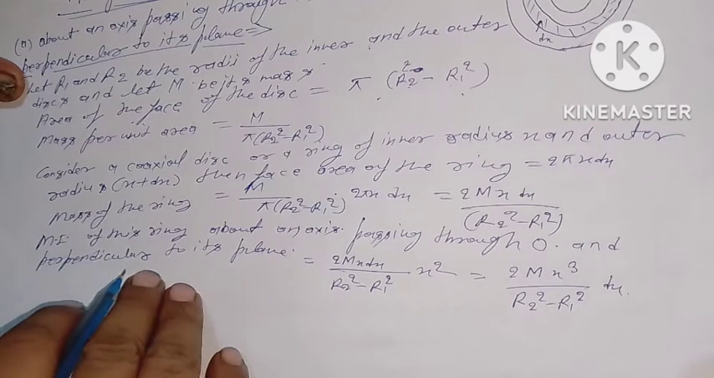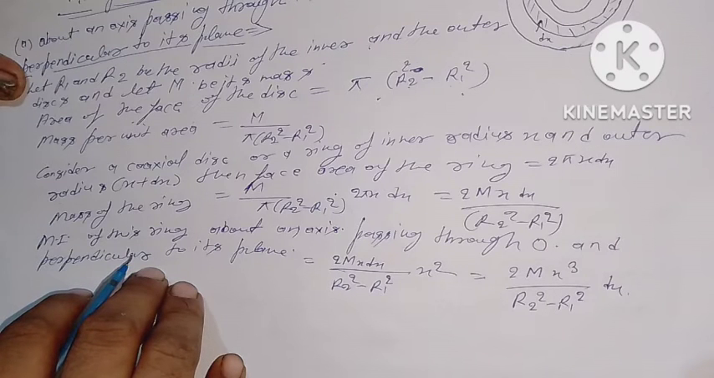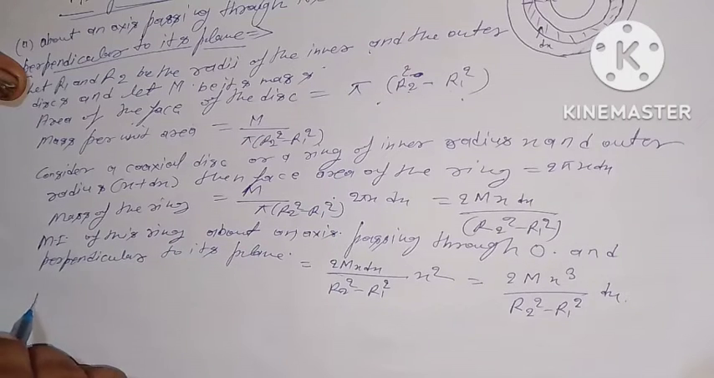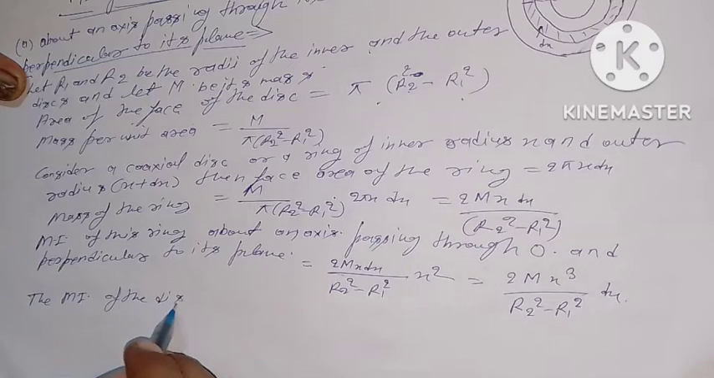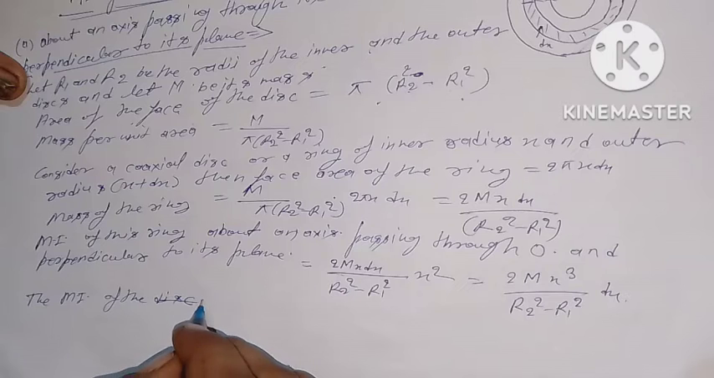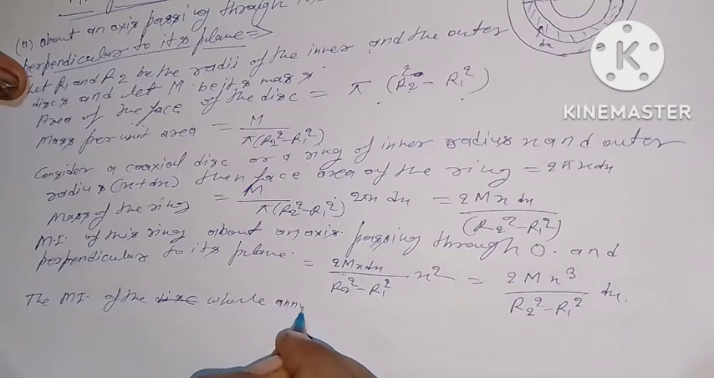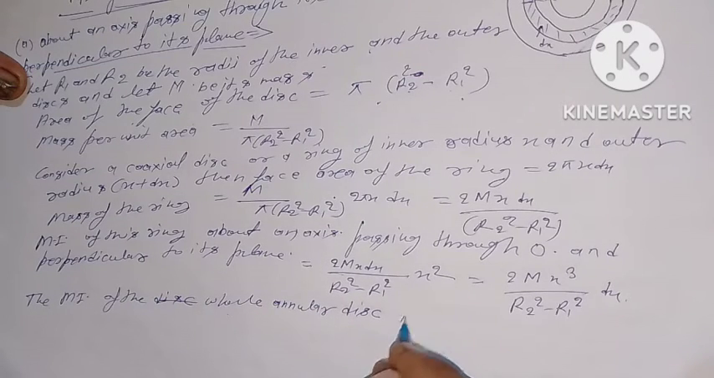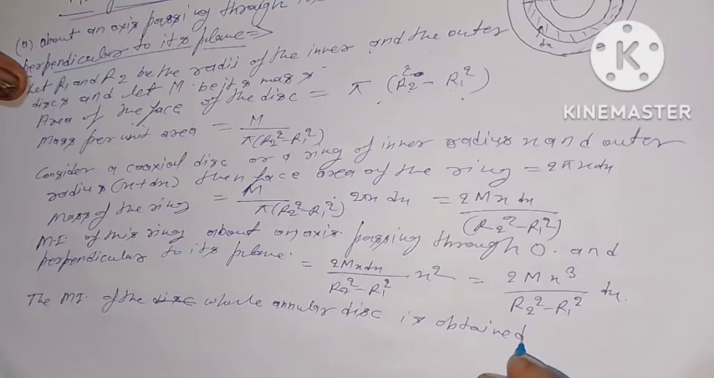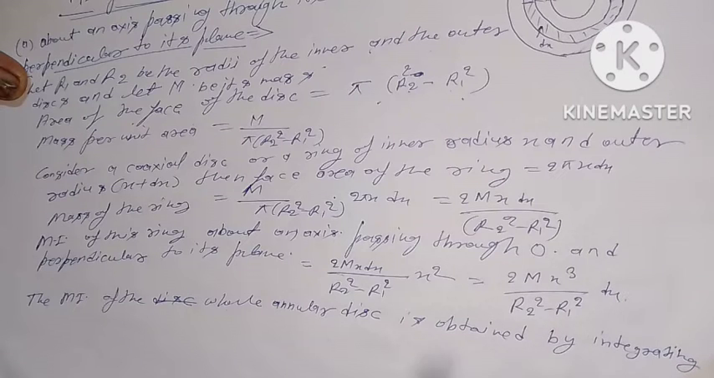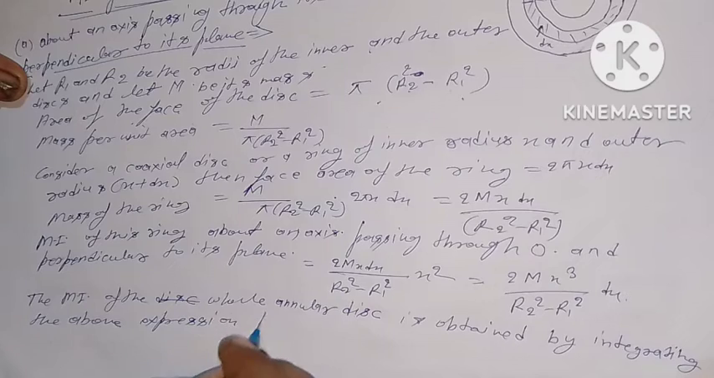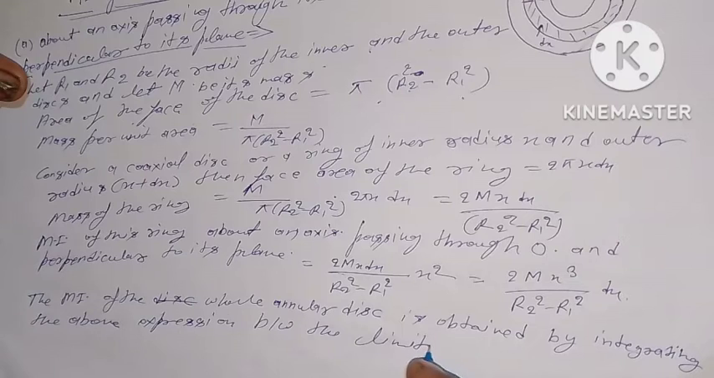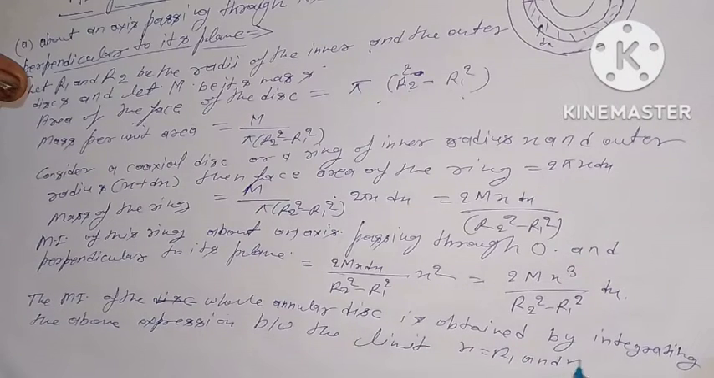The moment of inertia of the whole annular disk is obtained by integrating the above expression between the limits x equal to R1 and x equal to R2.